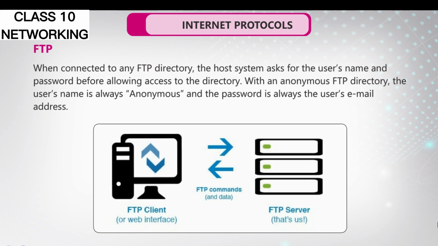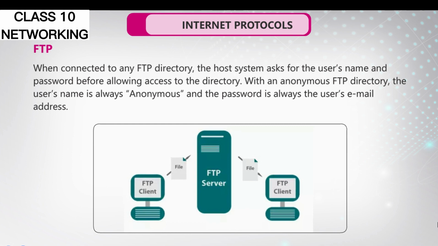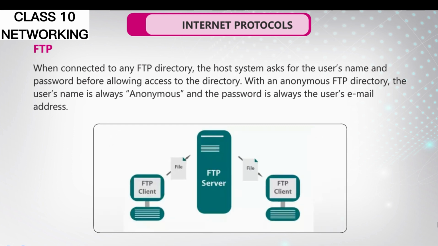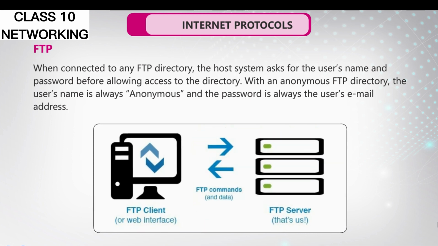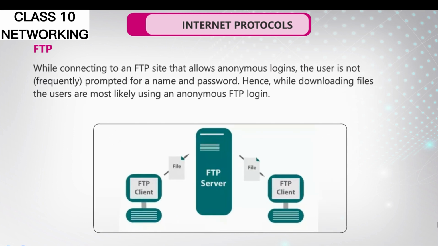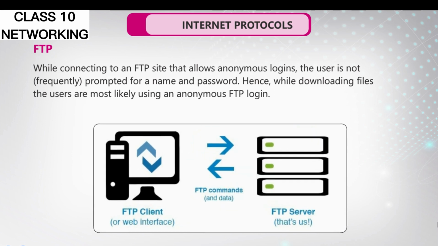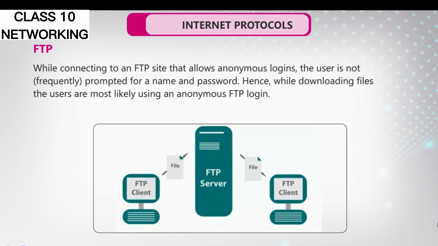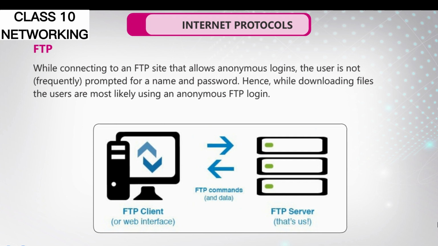When connected to any FTP directory, the host system asks for the user's name and password before allowing access to the directory. With an anonymous FTP directory, the user's name is always anonymous, and the password is always the user's email address. While connecting to an FTP site that allows anonymous logins, the user is not frequently prompted for a name and password. Hence, while downloading files, the users are most likely using an anonymous FTP login.